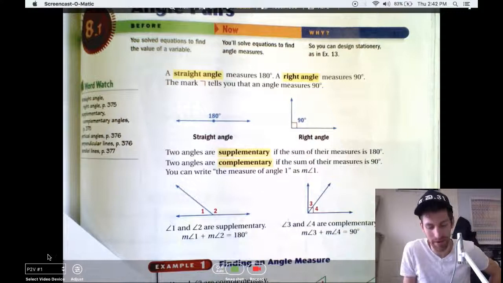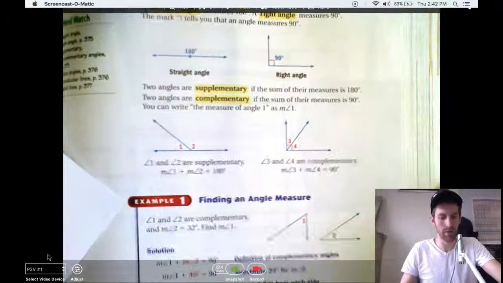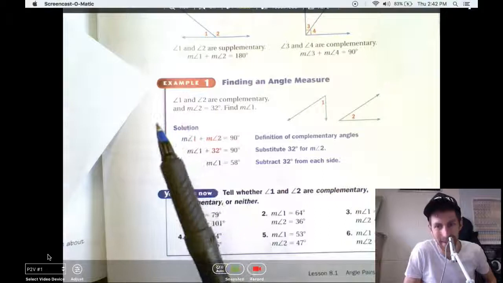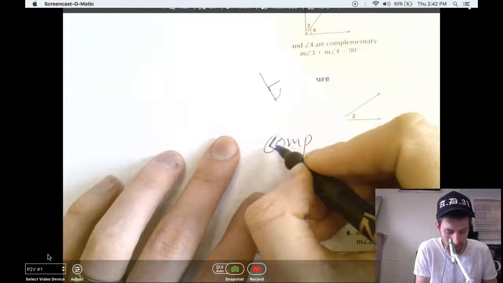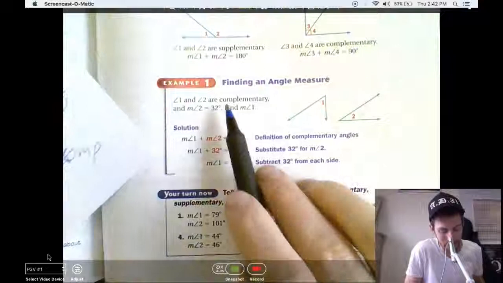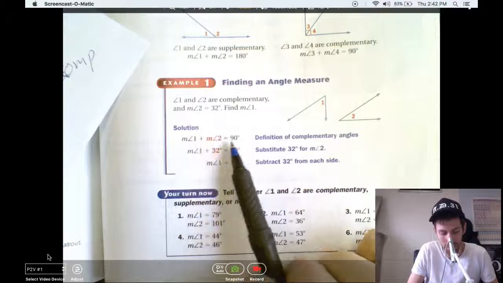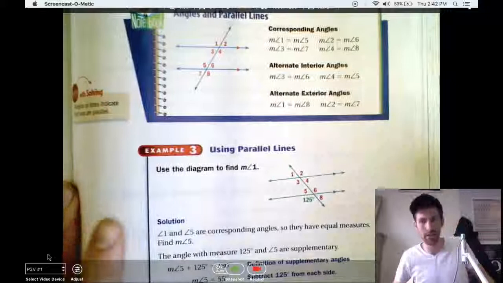Okay, so what if our problem said that angle 1 and 2 are complementary? That should automatically make you think 90 degrees. And I don't really have a great memory trick for that. Maybe in the C in complementary, you can fit a 90 degree angle in there. I don't know. Complementary, 90 degrees. Measure of angle 2 is 32. What would measure of angle 1 be? Well, it'd be 90 minus 32, right? Because 1 plus 2 equals 90. They're complementary. So subtract 32 from 90. Measure of angle 1 is 58. Not too bad, right? So let me flip the page and we'll go to vertical angles.